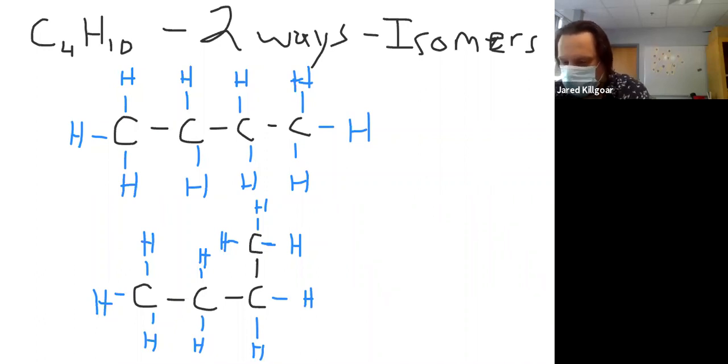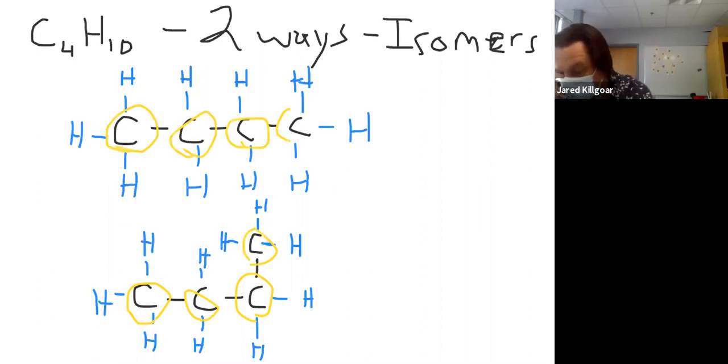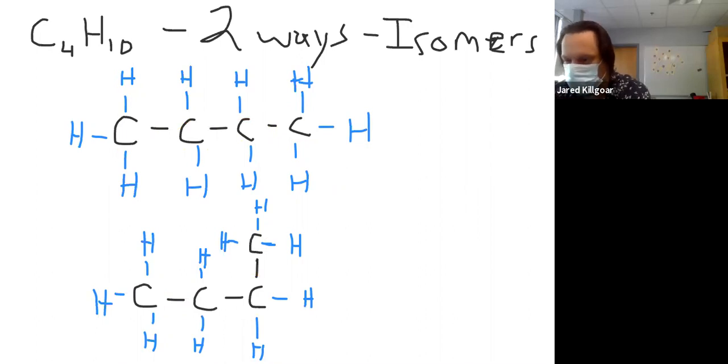There we go. But what ends up happening here is, you see, we have the same thing, 4 carbons in a row connected to each other, saturated with hydrogens. So these are the exact same compounds. This is both butane. That's what this compound is called, butane.